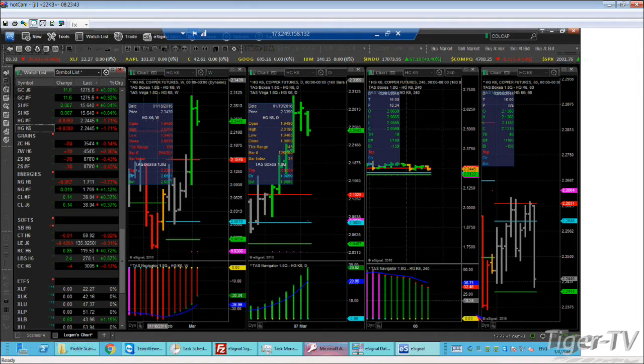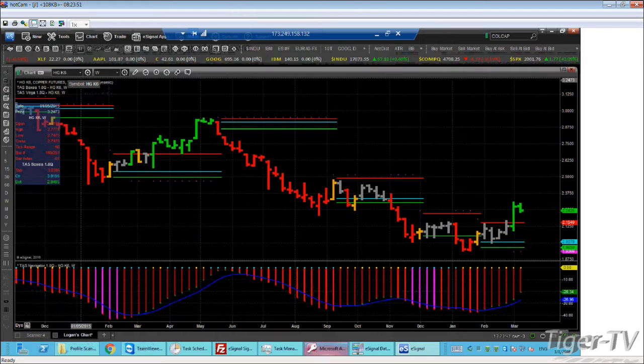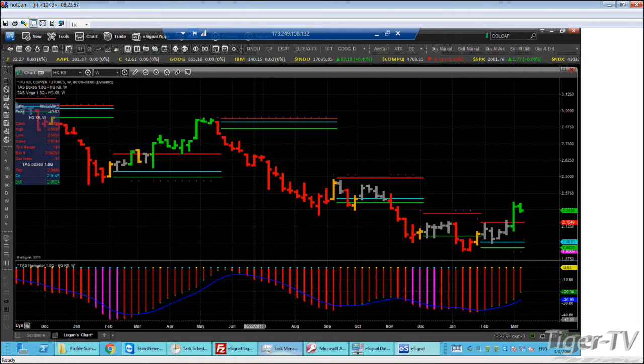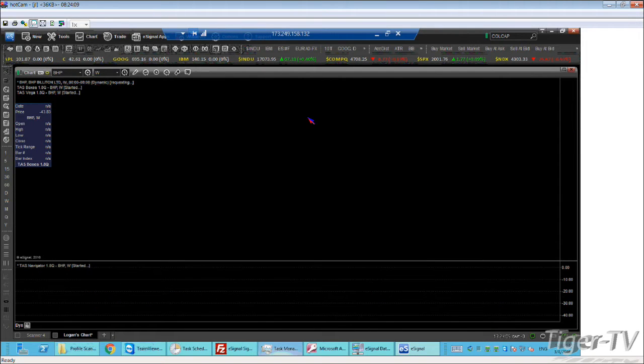BHP actually pulled back quite a bit in Australia, and the ADRs are down 6% right now, I think. So 29.30, 29.40 was the 240 minute resistance. It hit that to the tick, and then it dropped straight back.